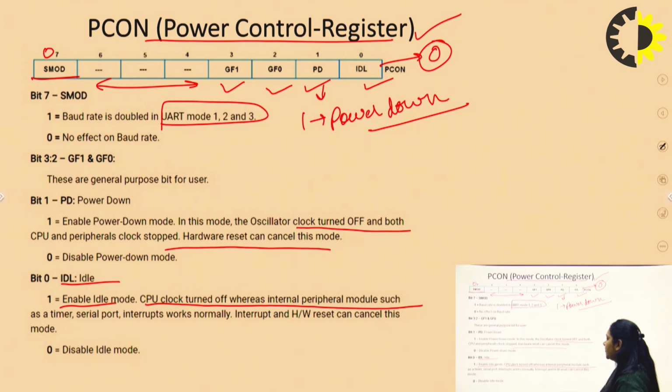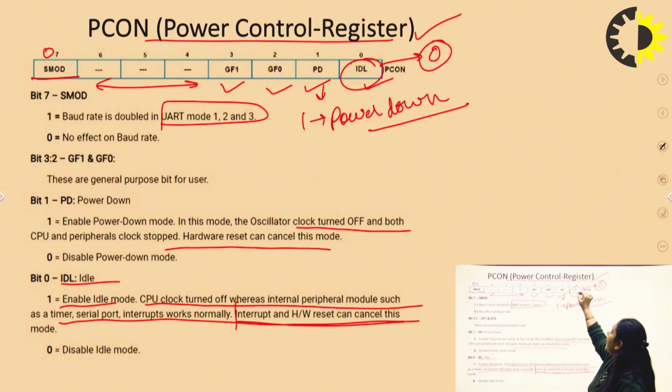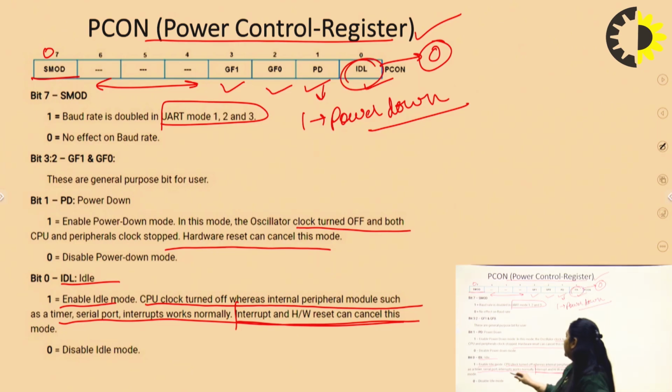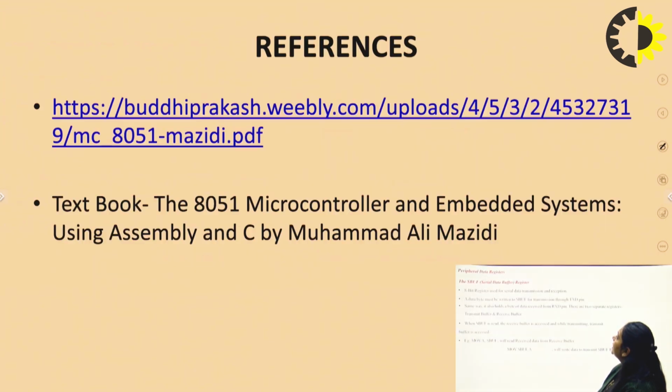It can be reset by the hardware reset and interrupt reset. Only these 2 things can cancel the idle mode. Otherwise, it will just switch off the clock to the CPU, while the timer, serial ports and interrupts work normally, but the CPU clock remains off. So these are a few topics from PCON. We will do the remaining topics in the next class.